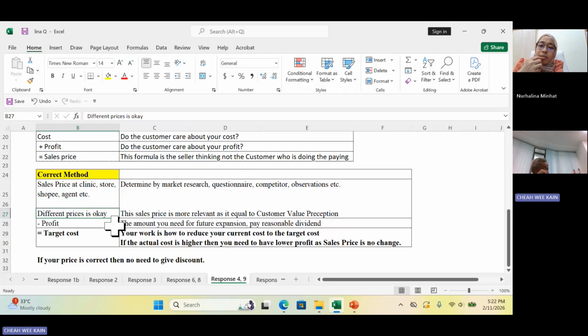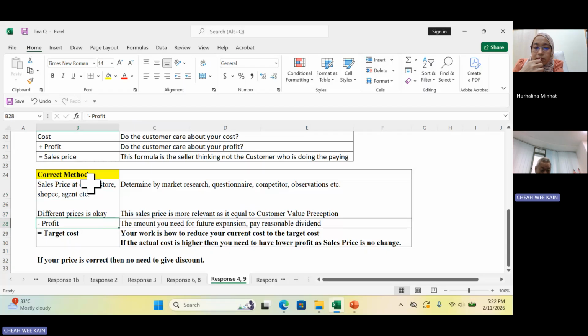Normally this one is based on bank loans if you have them, or the dividend that you have, you need to plow it back, or maybe also add some cash that you want to keep in the bank for emergency usage. This is the profit side. Okay, minus.